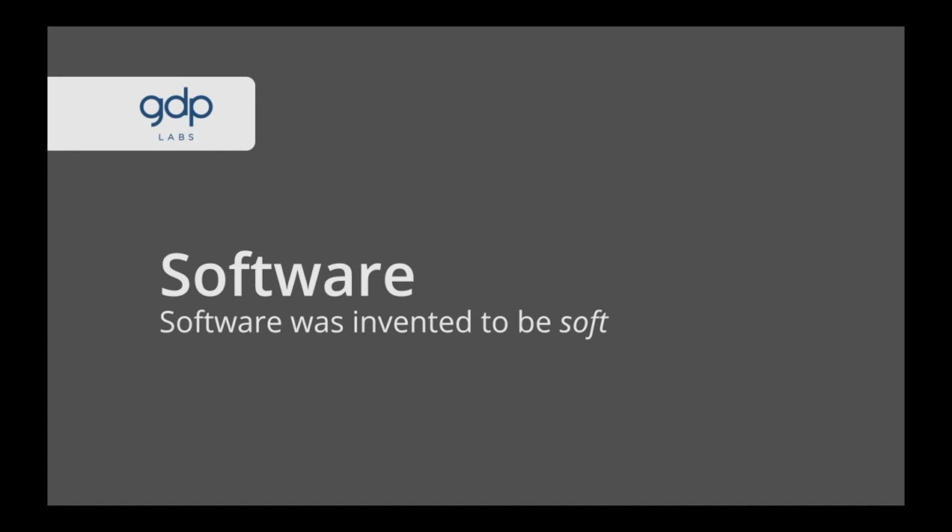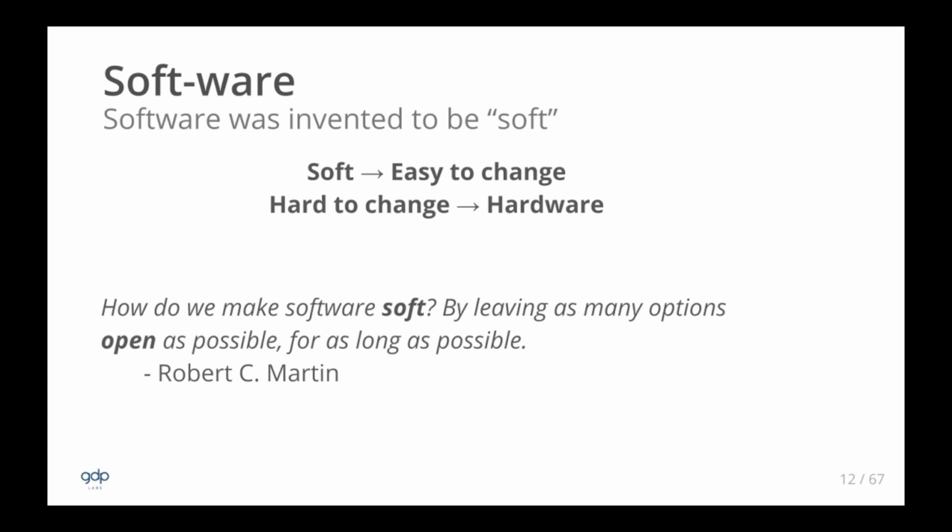Okay, let's continue with this term, software. As the name suggests, software was invented to be soft. What does soft mean? Software is soft means that it should be easy to change, because if it was hard to change, we would have called it hardware. It makes sense, right? It's hard to change a microwave into a cell phone. Well, it's possible, but it's hard. However, it should be easy to change a messaging app into a financial technology application that can send you money.